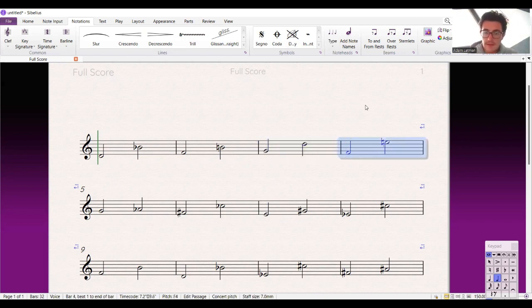Number 4, F to E natural, this is a major seventh. G to A flat, this is a minor second. F sharp to C flat, this is a diminished fifth. E to G sharp, that is a major third. And E flat to C sharp, that is an augmented sixth.